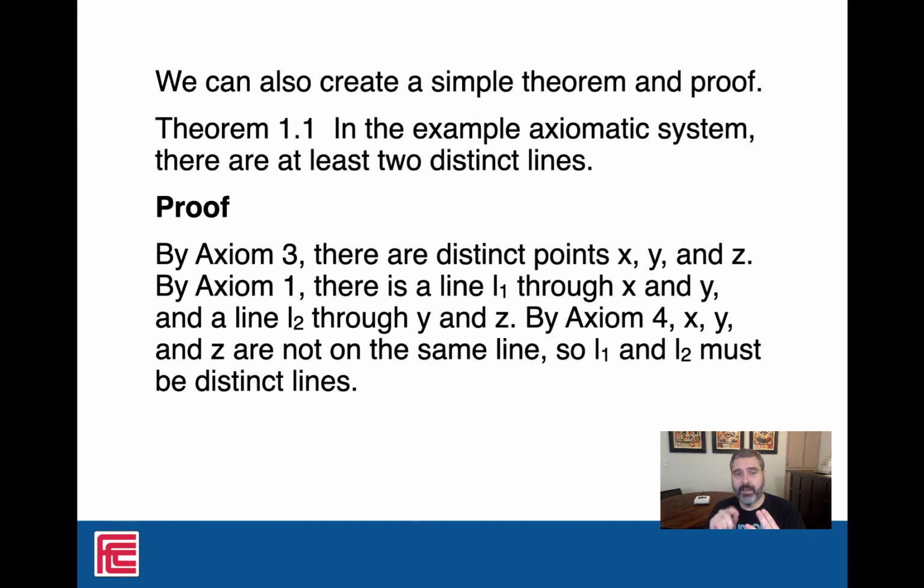And a line L2 that goes through y and z, right? These 2 points have a line that goes through them. But by axiom 4, x, y, and z must not be on the same line. So L1 that connects these two and L2 that connects these two must be distinct lines. And if there's at least 2 lines, then we've proven our theorem. There has to be at least 2 lines, right?